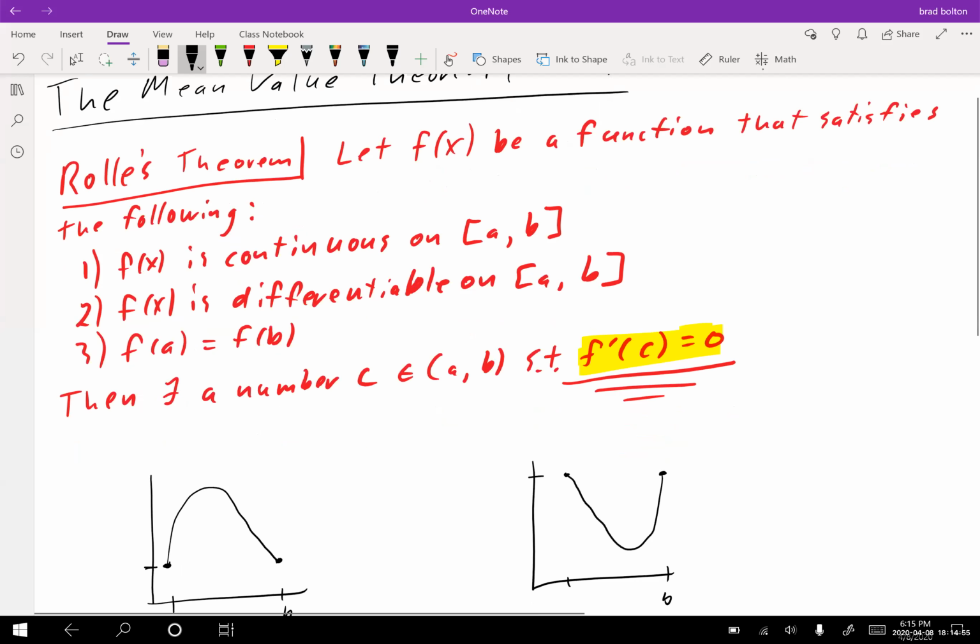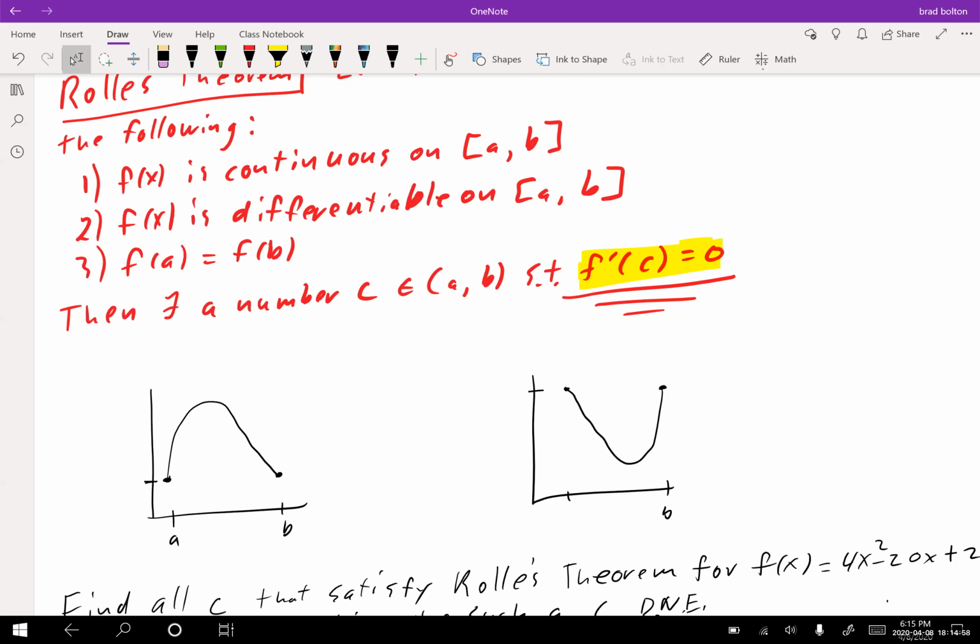Now let's think about why this is happening. This isn't really a proof, it's just a motivation for our thinking. So suppose we're looking at this graph right here. In this graph, we have a continuous function, and it is differentiable everywhere because there are no sharp peaks or valleys where the slopes approach different values at any given location. These are all nice smooth curves, so this is differentiable everywhere.